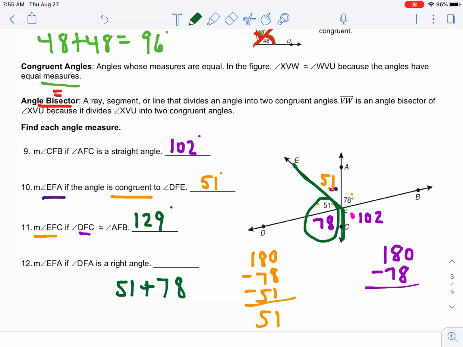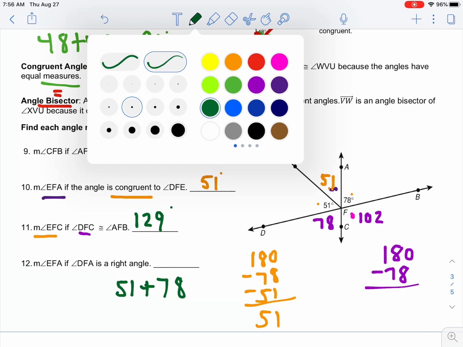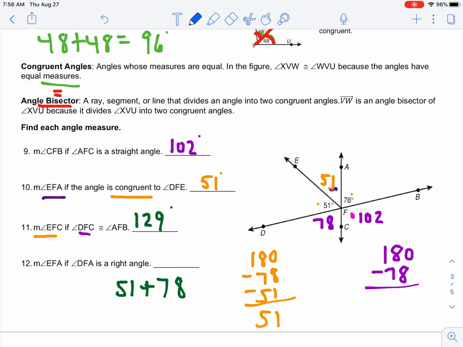All right. Again, it's a lot of tracing and a lot of filling in. All right, let's go to the last question, see what they ask us. Find measure EFA if DFA is a right angle.